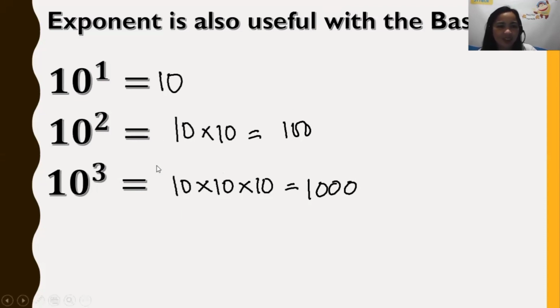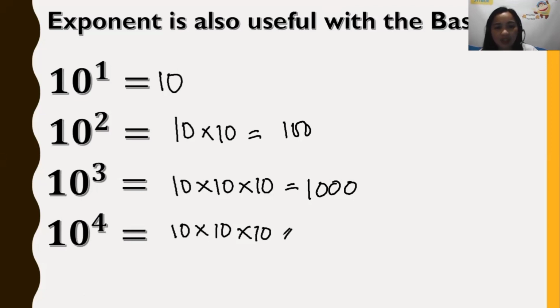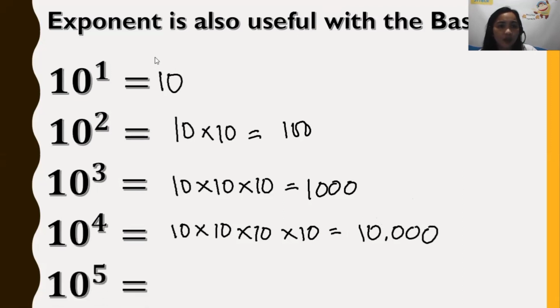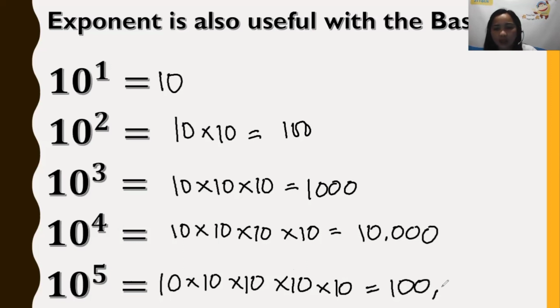What if we have 10 raised to 4? That is 10 times 10 times 10 times 10 or equal to 10,000. And what if we have 10 raised to 5? The expanded form is 10 times 10 times 10 times 10 times 10. And that is equivalent to 100,000.